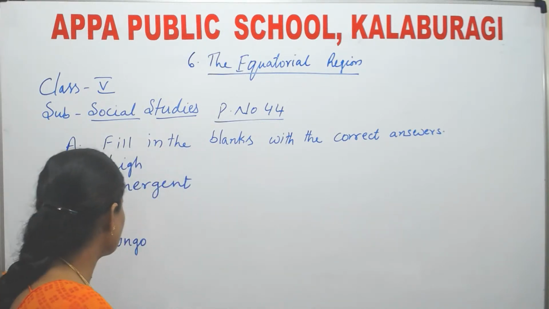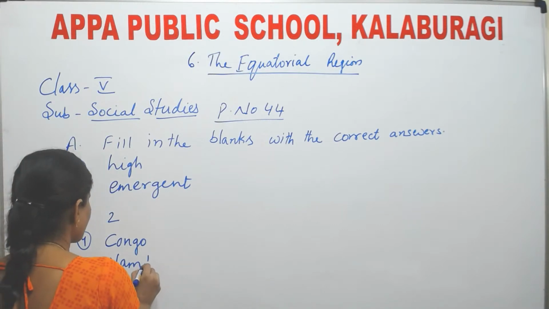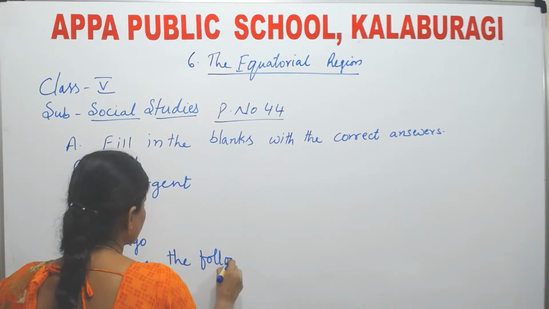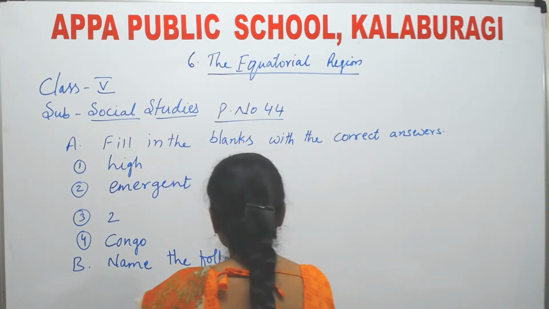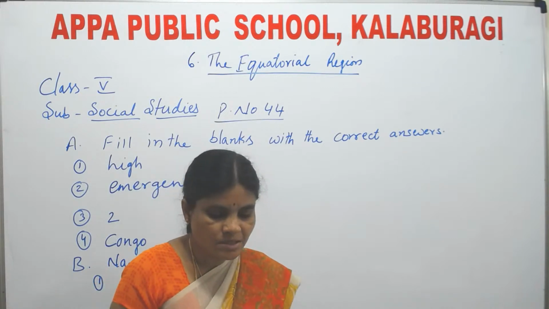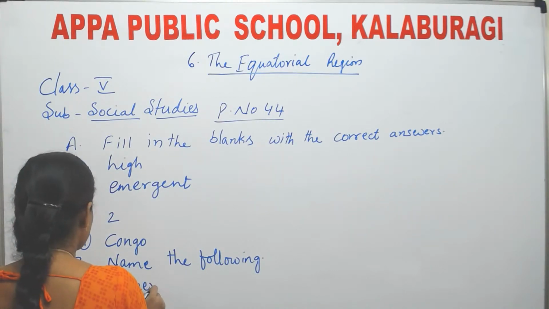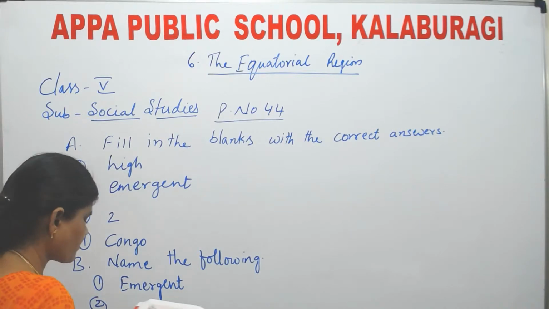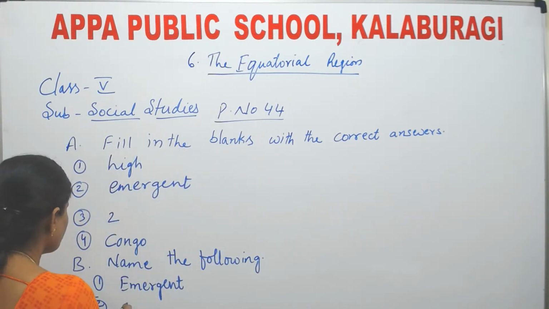Next, second bit. Bit number B. Name the following. Under this, first one: topmost thick layer of evergreen forest. The topmost layer of the forest is called emergent layer. And second one: Yanomamo live in dash. Yanomamos live in Brazil.